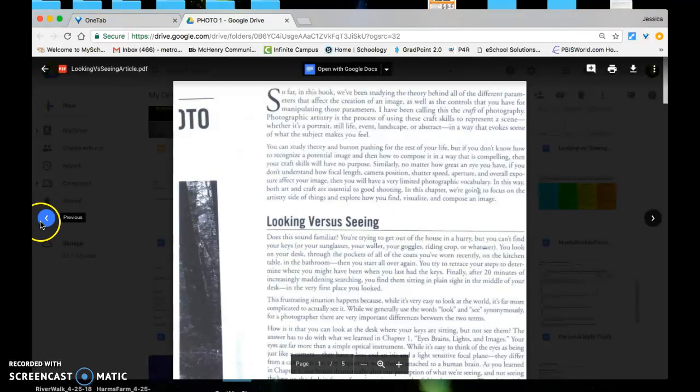partner. And I want the focus to begin with, how would you describe the difference between looking and seeing? Start to make some estimations on what the author might be talking about.